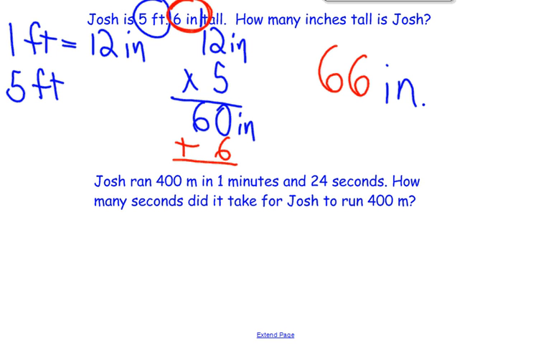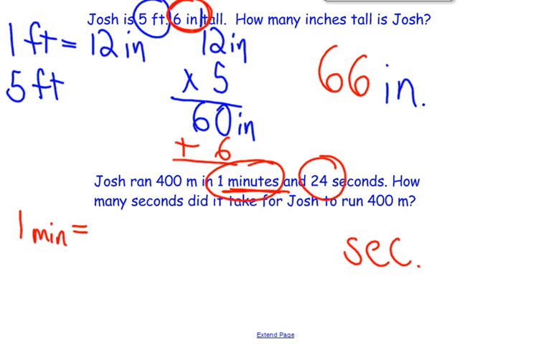This time, we're working with time, we're working with seconds, right? And that's what we want for our final answer. If you look at the different numbers, we see 400 meters, but that's not important to what we're trying to solve. We see that we have 24 seconds, and we have 1 minute. And this is what we need to change. We need to change that minute into seconds. So if we have 1 minute, how many seconds do we have? And of course, we know that that is 60 seconds.